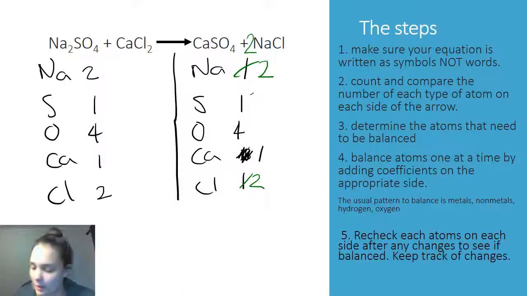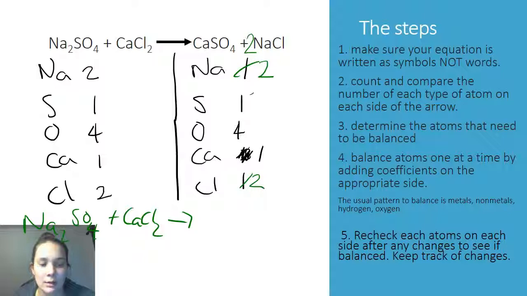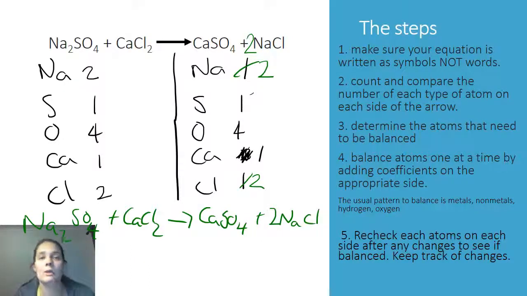My equation is balanced. So my final equation, Na2SO4 plus CaCl2 gives me CaSO4 plus 2NaCl. Doesn't matter how long the equation is, it doesn't matter how many parts there are, you just need to follow the simple steps. Write the equation out.